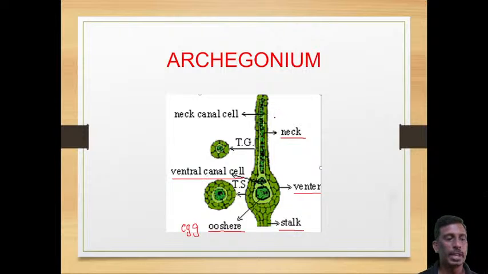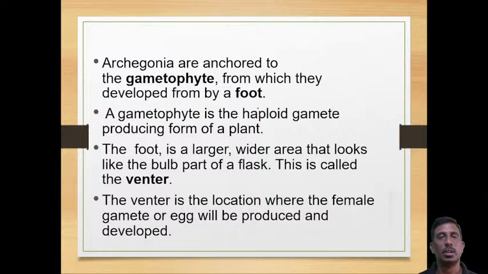And when you come to the neck region, in the neck there are neck canal cells and ventral canal cells. During fertilization, the neck canal cells and ventral canal cells disappear and form mucus. So they will form a narrow channel through which the male gamete reaches the female gamete.